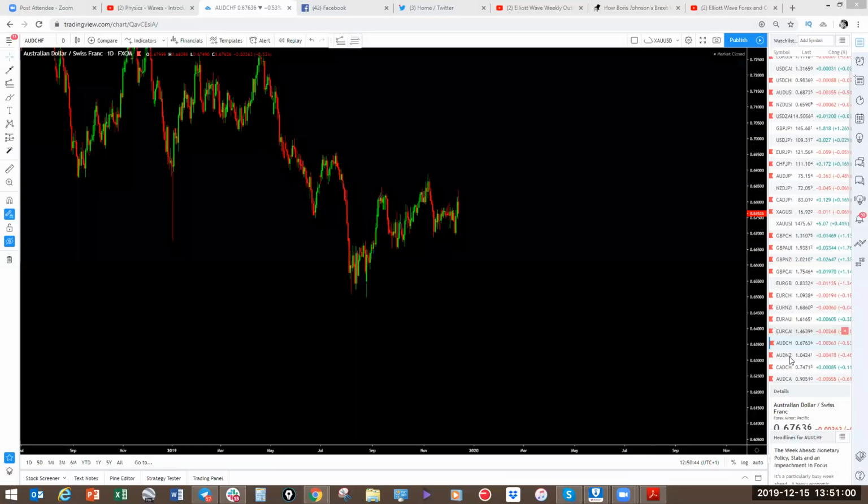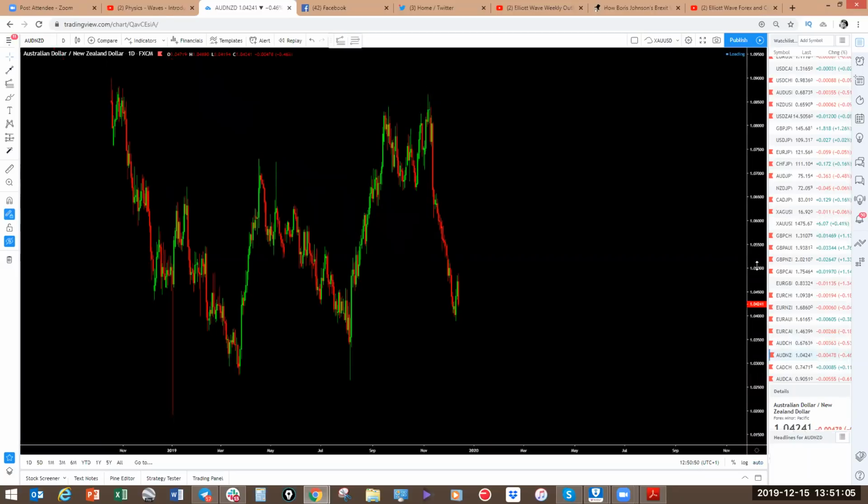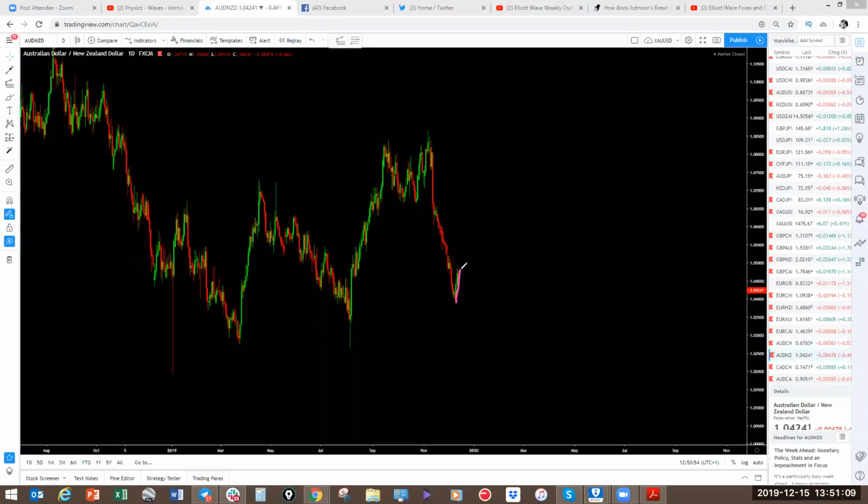So it was a very clear structure. AUD New Zealand. Let's look at AUD New Zealand. AUD New Zealand was a simple pullback. We're still going to continue lower. There was a pullback. So this pullback can be a regular flat and continue lower. But the trend is still very much down on AUD New Zealand.